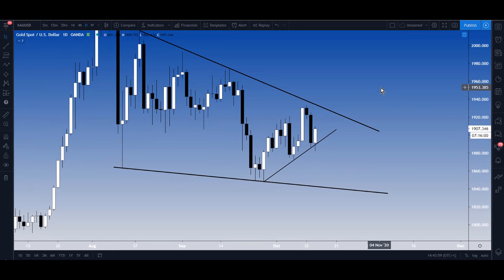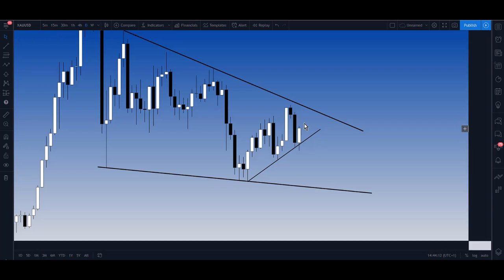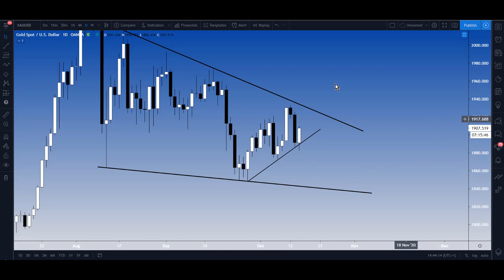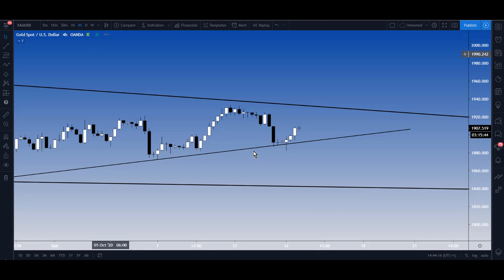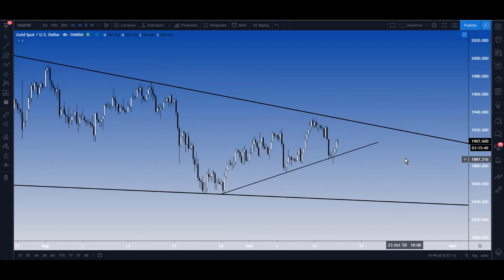You know, if we do see that dollar index push to the upside, then we could see gold drop, because this is gold against the US dollar. US dollar becomes strong, we might see gold push to the downside. Let's just have a look at the smaller time frame. So yeah, it's bouncing again.